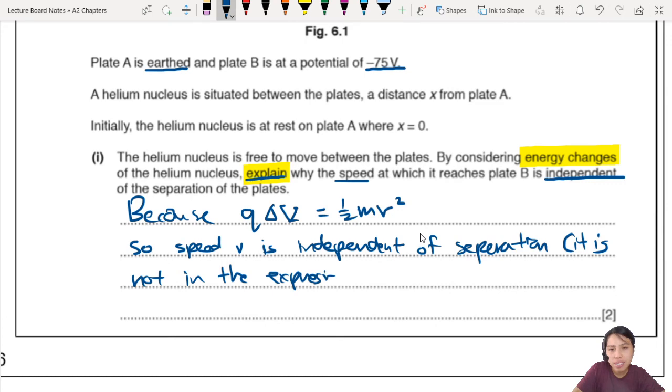Expression means half mv square, qV. Or you can say equation, the whole thing. Equation means it must have the equal sign. Expression is just half mv square. So that is it. 2 marks for this.